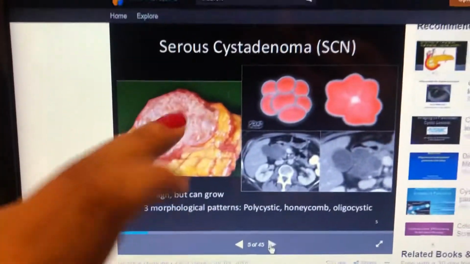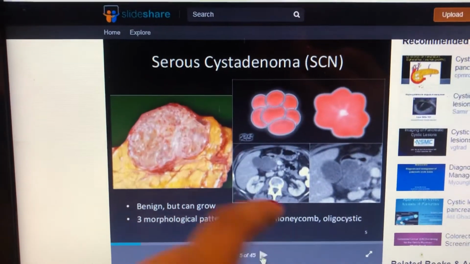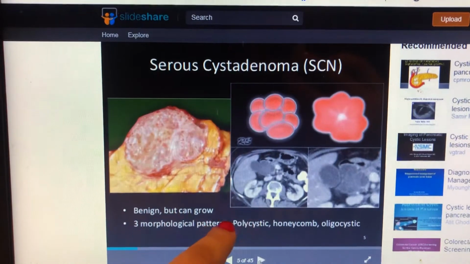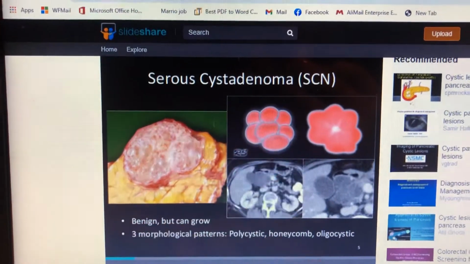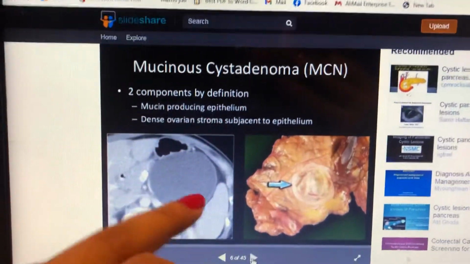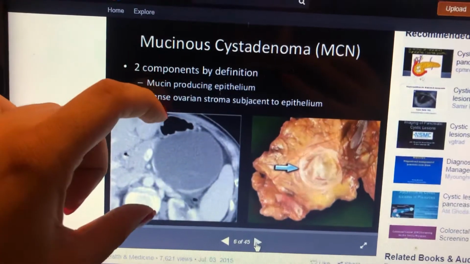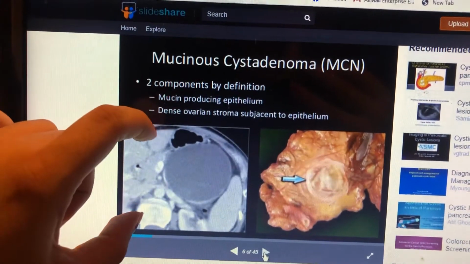These are usually benign but can grow. There are 3 morphological patterns: polycystic, with more than one cyst and a honeycomb-like appearance. This is what it looks like, and oligocystic. Then you have the mucinous. This is what it looks like when you do the imaging. This is the image you get. So this is how you classify that a cyst is present inside the body.